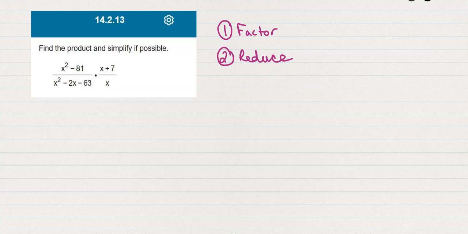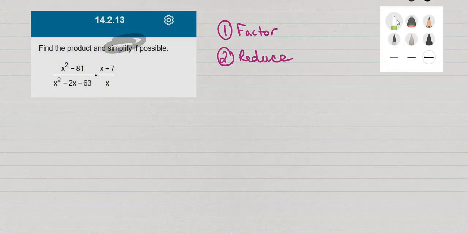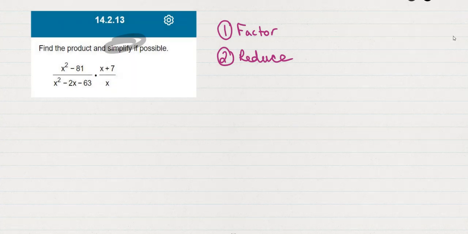There's an implied requirement when we multiply rational expressions that we've got to then reduce or simplify. So let's look at this example. We've got x squared minus 81 over x squared minus 2x minus 63. And we want to multiply that times x plus 7 over x.